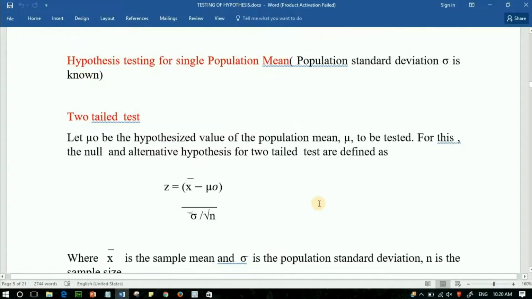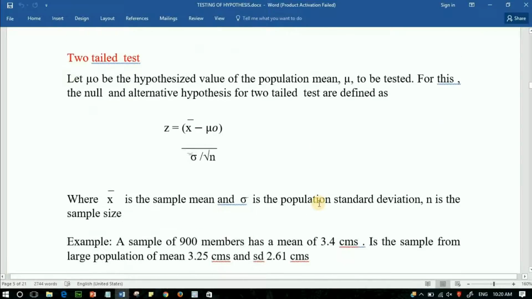For this, the null and alternative hypotheses for two-tailed tests are defined, and Z is equal to x bar minus mu naught, whole divided by sigma by root n, where x bar is the sample mean, sigma is the population standard deviation and n is the sample size.